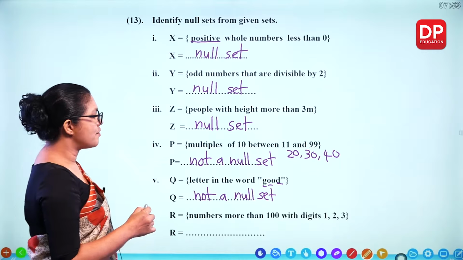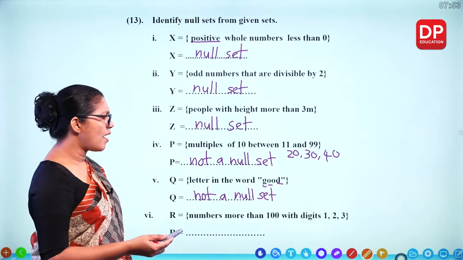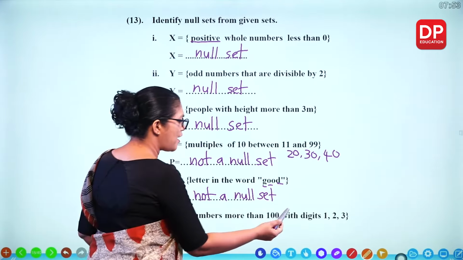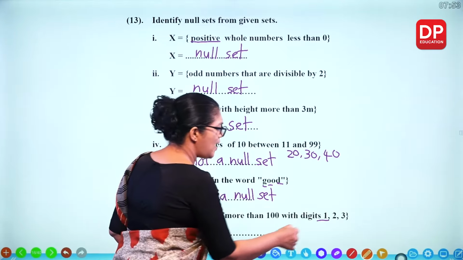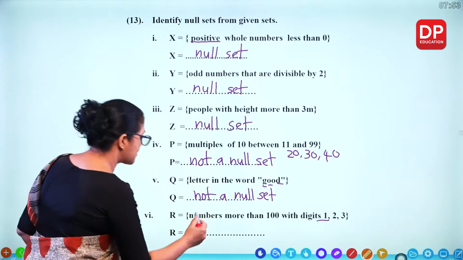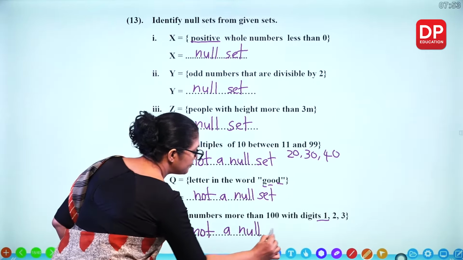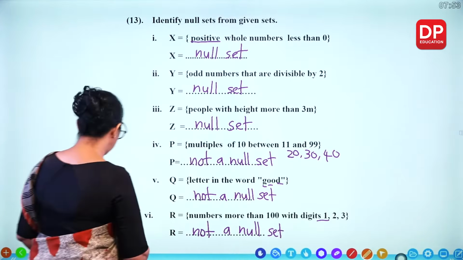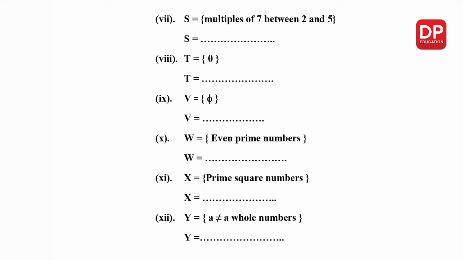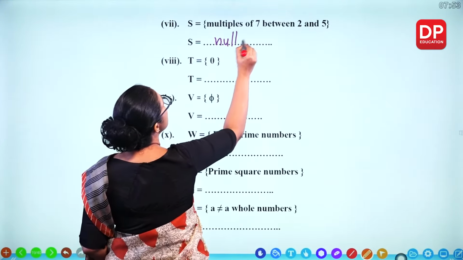Numbers more than 100 with digits 1, 2, 3. 101. So numbers more than 100, 101, digit 1 is there. 102, digit 2 is there. So there are elements. So not a null set. Multiples of 7 between 2 and 5? You can't, because the first multiple is 7. That's not in between 2 and 5. So this is a null set.